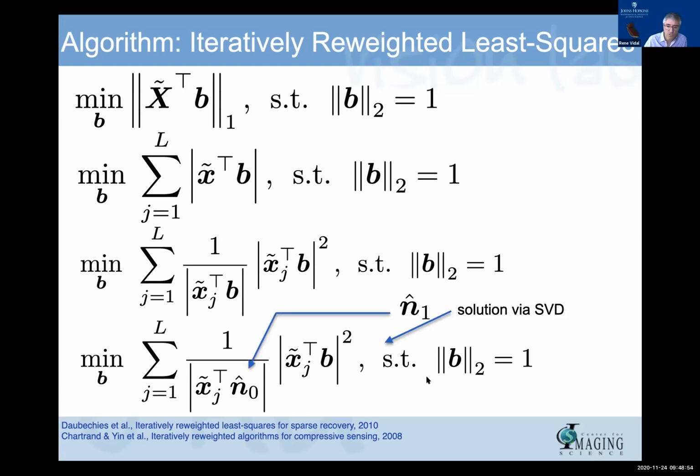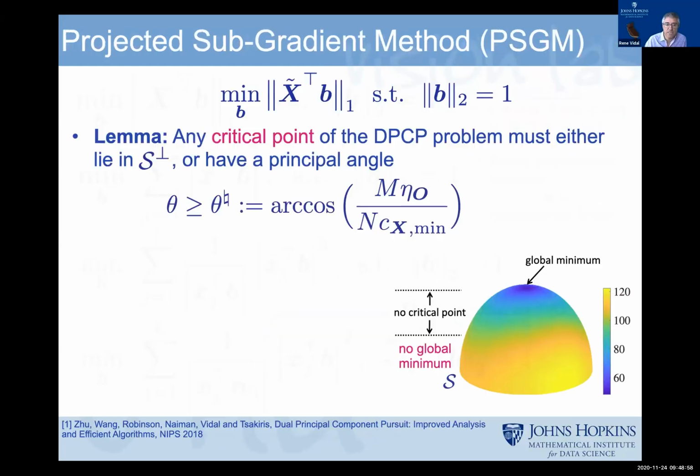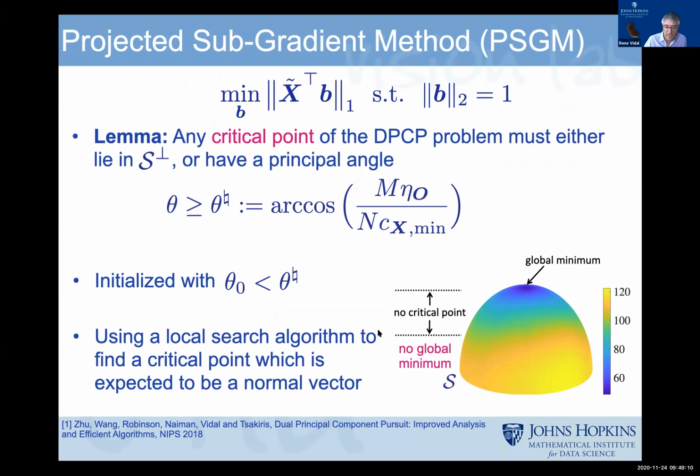Okay, so what we actually do is this projected subgradient descent method. It builds on the previous theory. If we can get a good initialization, then we do a local search algorithm to find a critical point. So let me actually tell you what that is.